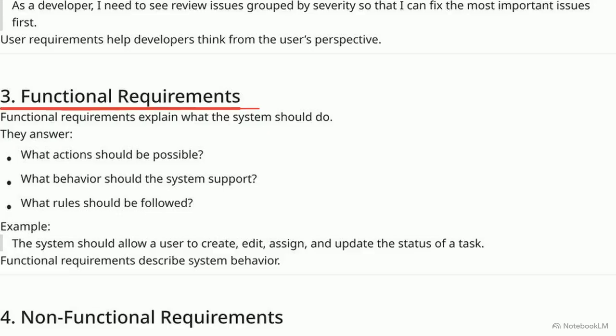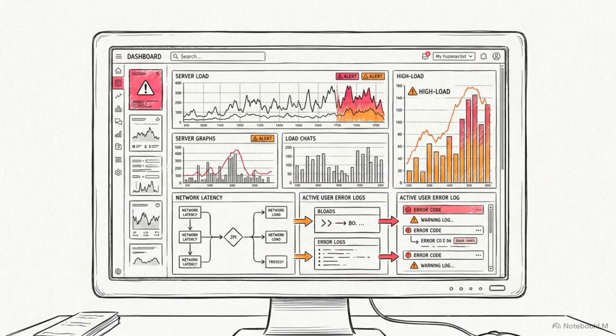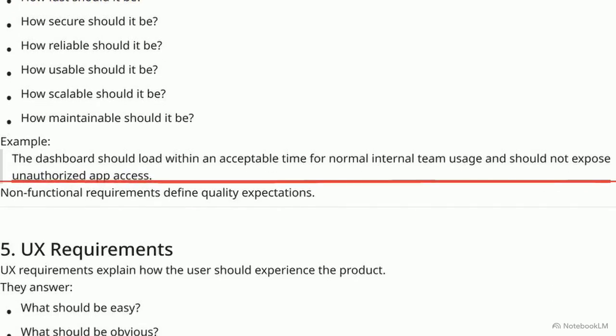These dictate the precise behavioral rules, like letting a user create, edit, assign, and update the status of a task. By establishing the why, the who, and the what, we transform a vague idea into a specific behavioral model. But it still doesn't tell us how this system will survive in a real-world environment. That brings us to this list of non-functional requirements. These questions define strict performance benchmarks, like ensuring the dashboard loads within an acceptable time for internal team usage.